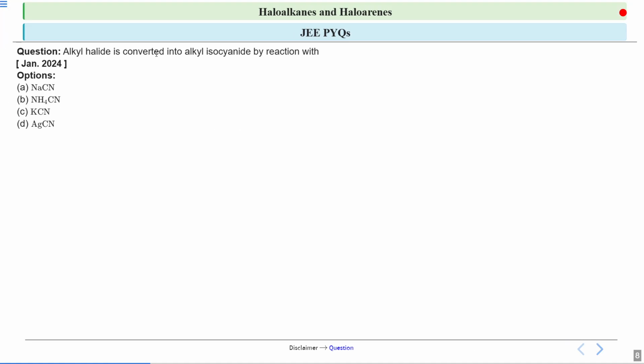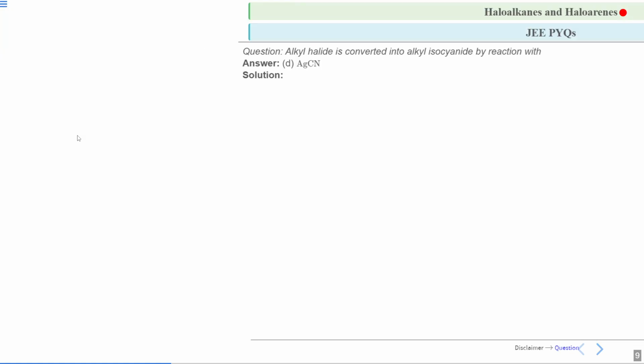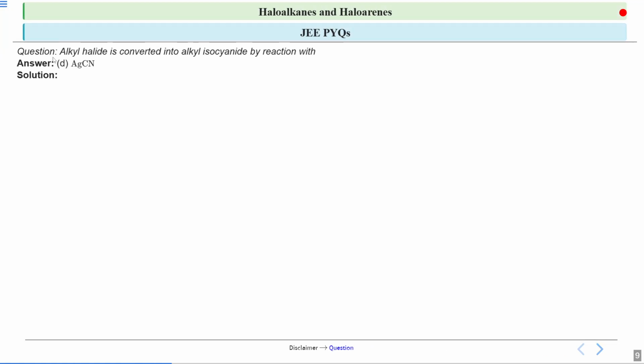The question is, alkyl halide is converted into alkyl isocyanide by reaction with which reagent from the given options? So you have to identify the reagent which, on reacting with alkyl halide, converts it to an alkyl isocyanide. The name is very important, isocyanide. Cyanide and isocyanide, there is some difference. Options are sodium cyanide, ammonium cyanide, potassium cyanide, or silver cyanide. So this question has the correct answer as option D, that is silver cyanide.